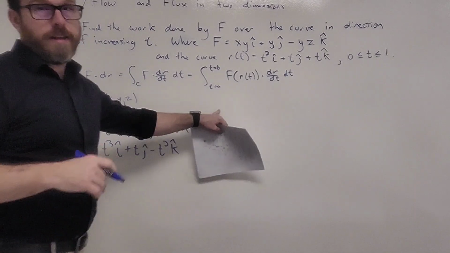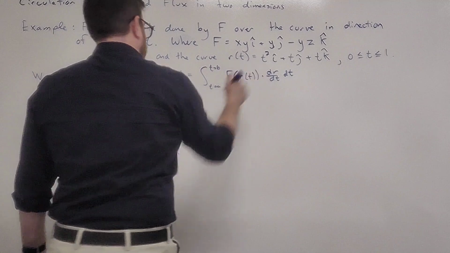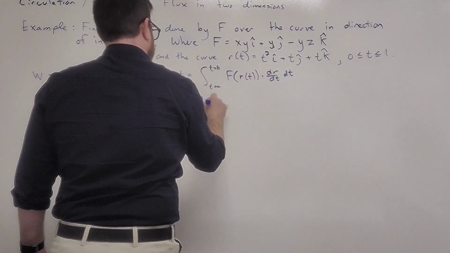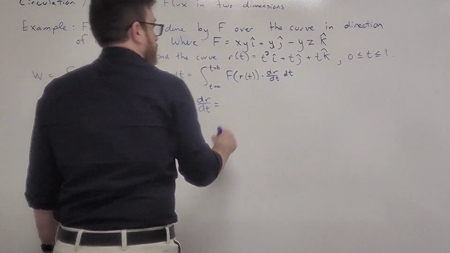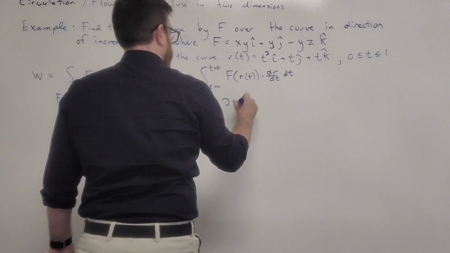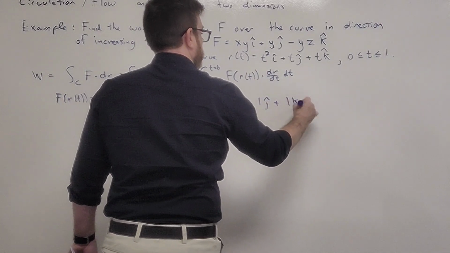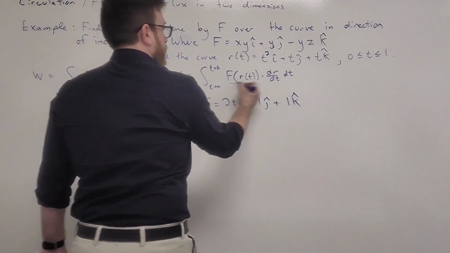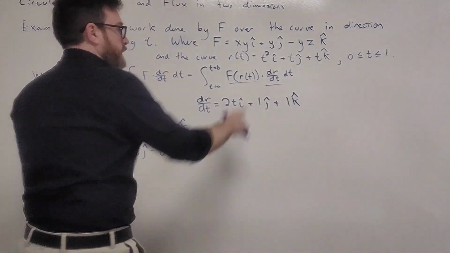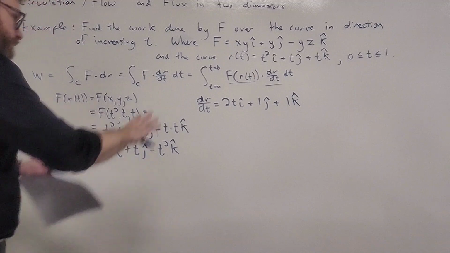Now we're also going to have to find dr/dt. So this dr/dt is going to be 2t i plus 1 j plus 1 k. So we found this and we found this. Now we have to take the dot product of these two.